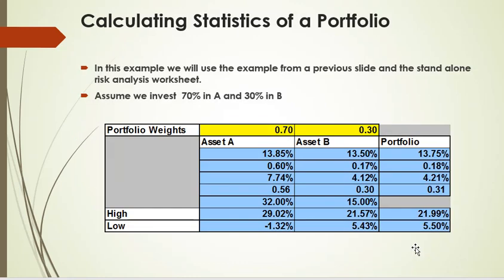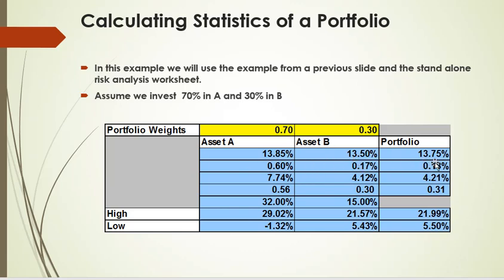So how can we calculate the statistics of a portfolio? One of the basic ways that's already provided for you in the standalone risk worksheet is that there are boxes above the assets where you can input weights. So if we wanted to put 70% of our money in A and 30% of our money in B, what would that portfolio look like statistically? If you remember, the first line here is the average return. So the average return is going to be somewhere between the two extremes here.